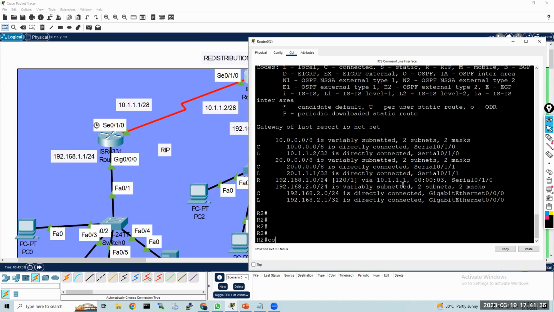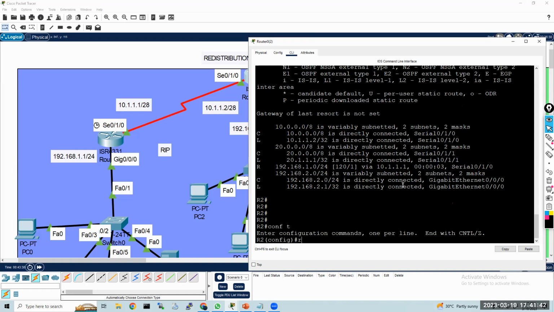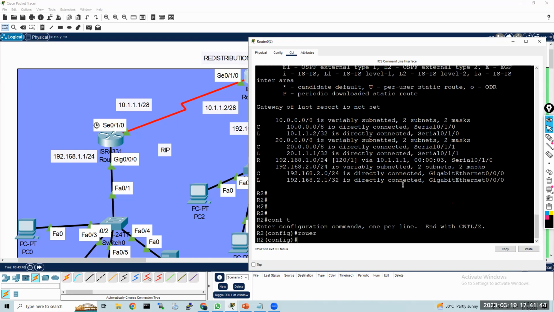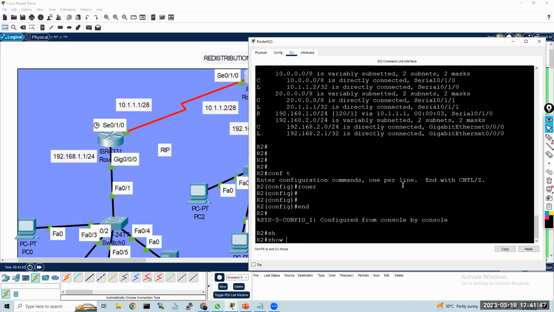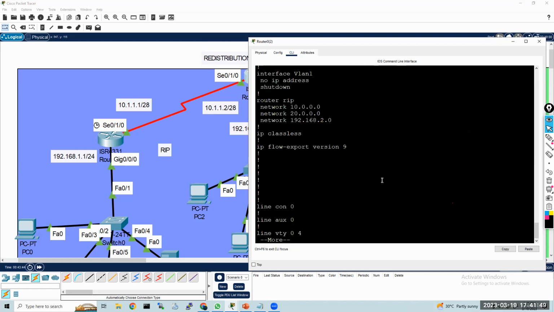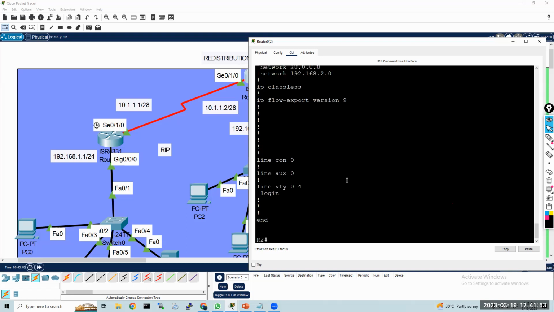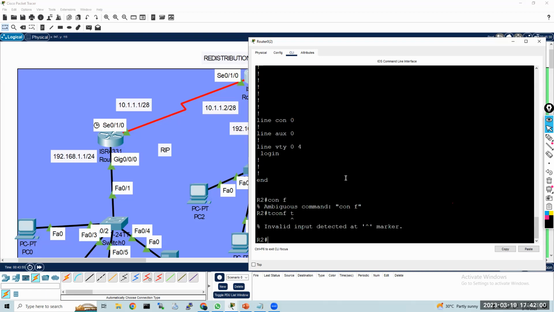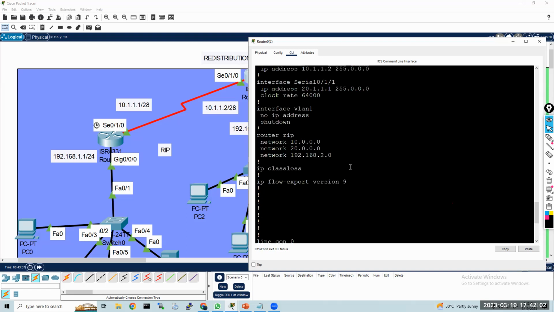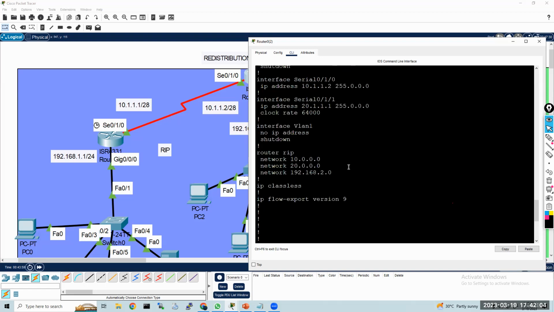So how to configure redistribution? Go to global configuration mode. Let me check what things you configured. Show run. You configured RIP. Yes. So now I'm going to configure. Where is EIGRP? It is not configured. Why did you configure 20 in RIP?